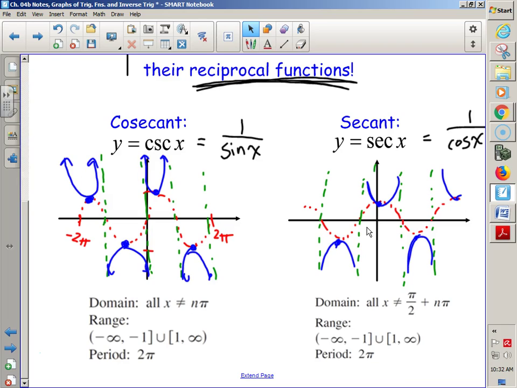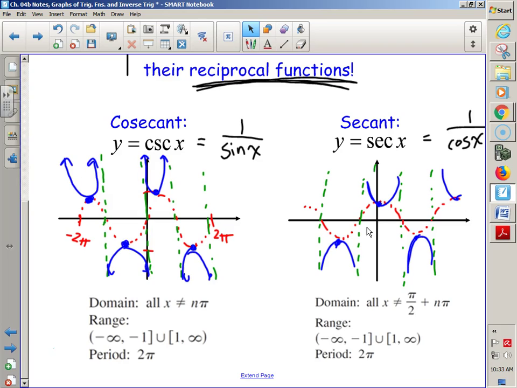But once you have that, technically you can say, hey, the domain is everything but all the pi's. The range is going to be forever high, starting at 1, and forever low, starting at -1, but not in between. It bounces off. So secant and cosecant actually will never equal those little fractions that sine and cosine do. And then the period is going to be 2 pi, just like it was for sine.